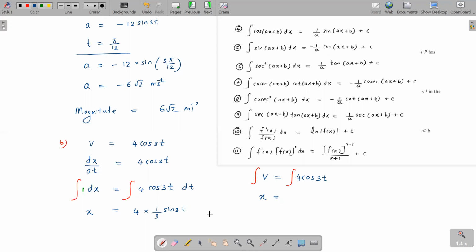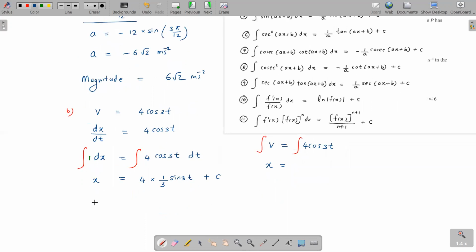And after I'm done with the integration, you must input plus c, right? Because it's an integration. So I get here x equals 4 over 3 sin 3t plus c. Do you agree? And now is my integration, is my x equation complete? No, there's an unknown c. How do you get the unknown c?